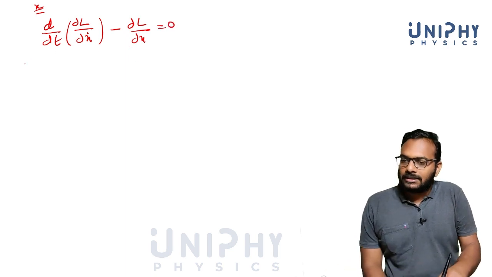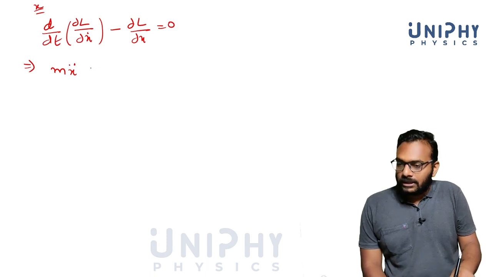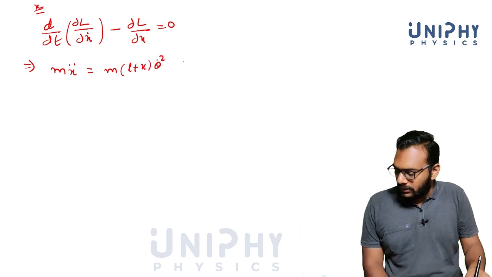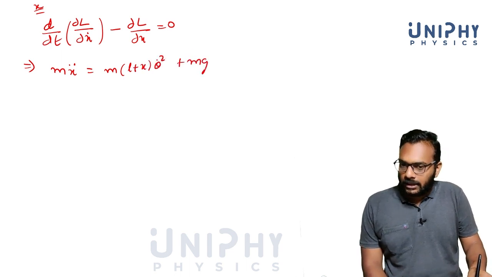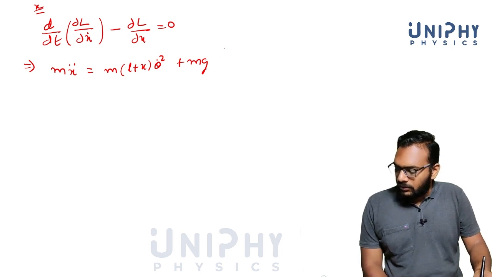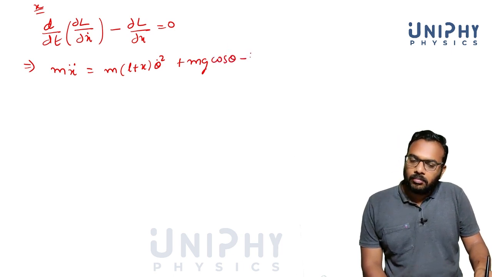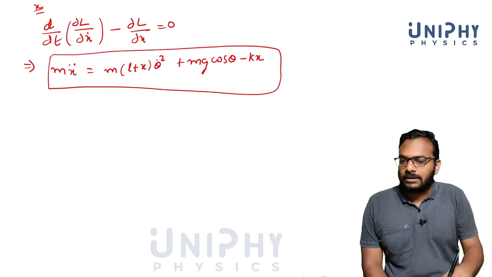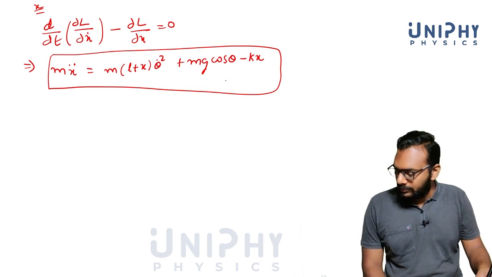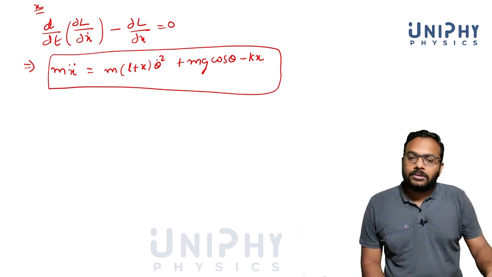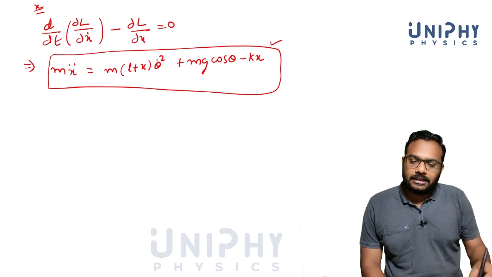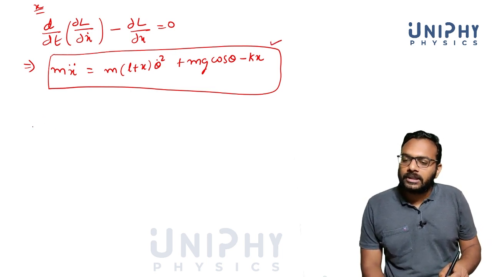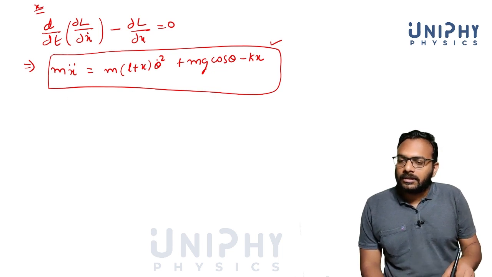And you can just try that. This gives m x double dot is equal to m (L plus x) theta dot square plus mg cos theta minus kx. That's the equation of motion for x. That's correct. Now you just try it. Try the calculation at home in your free time. That's not very difficult.